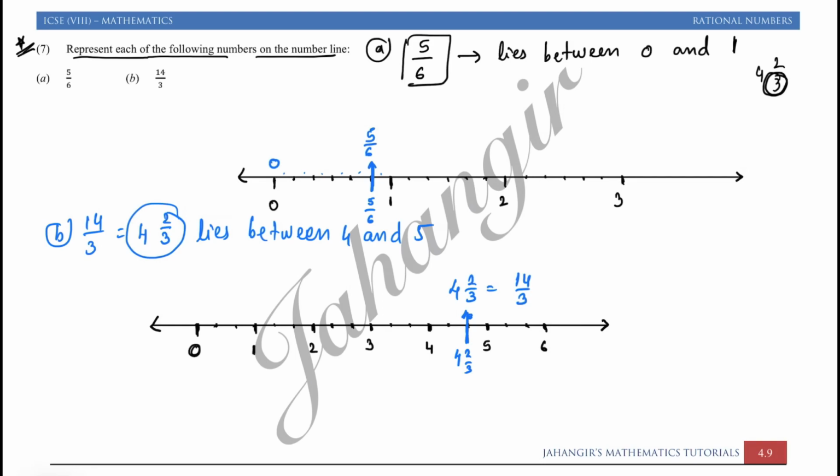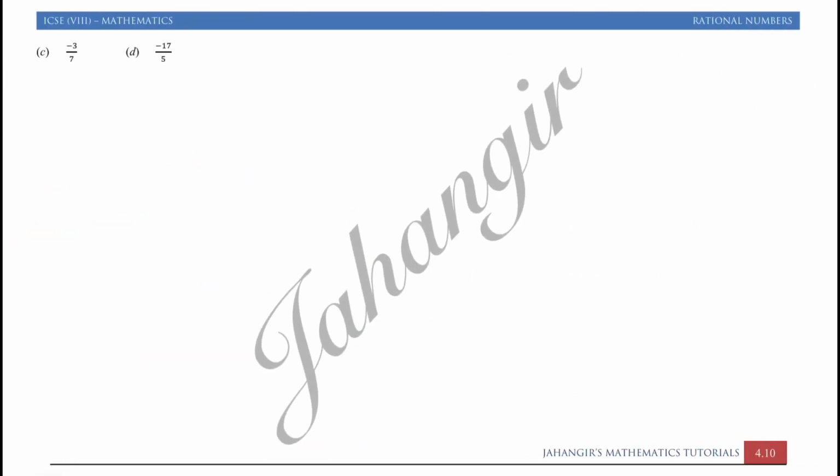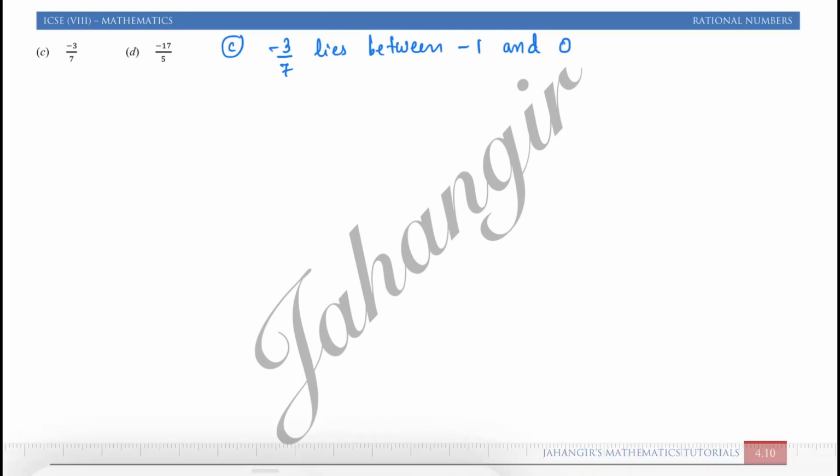Chalo, we will do the next question. It's the same as the number line only. Now C is minus 3 by 7. So this lies between minus 1 and 0, because it is less than 0 and greater than minus 1. So let us draw a scaled number line.